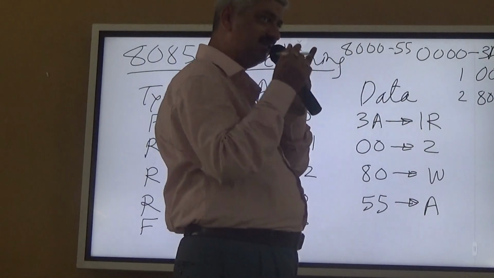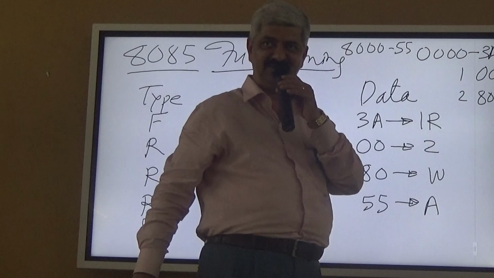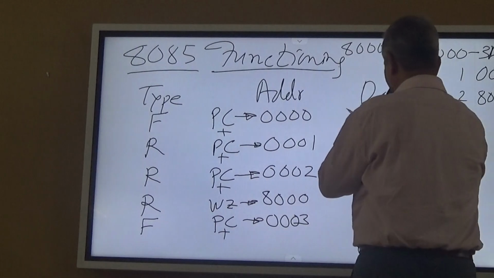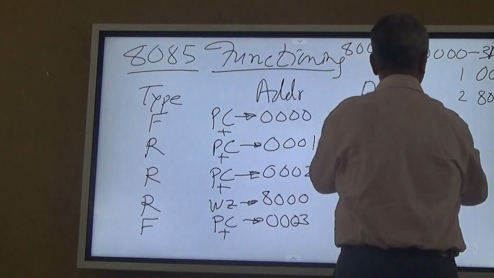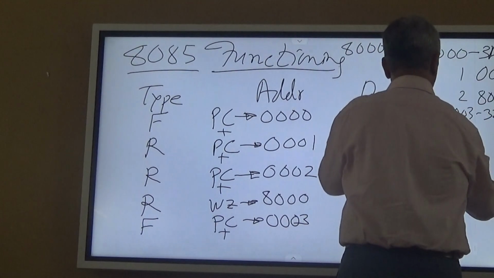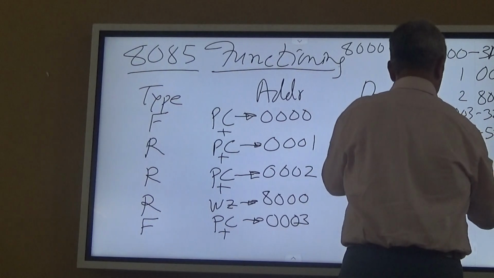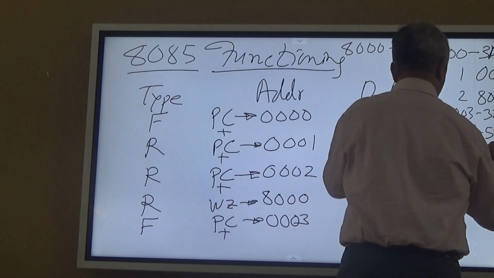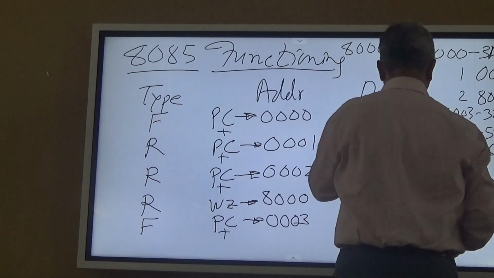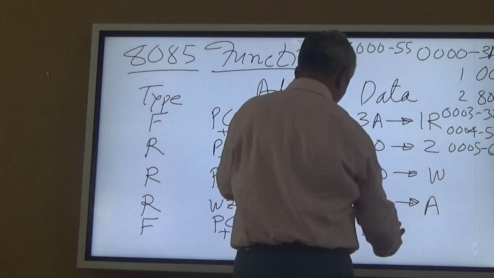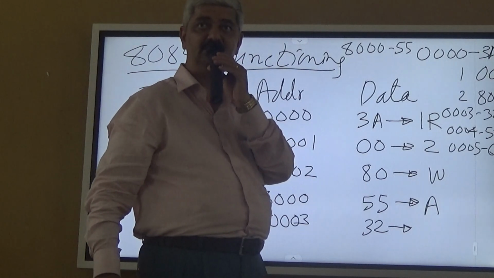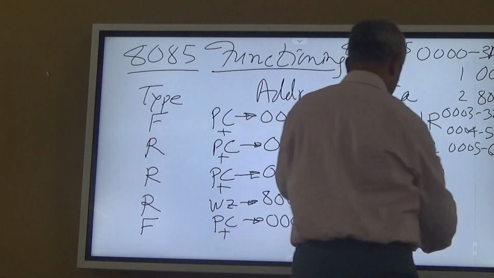We can now have the next instruction, which is exactly the reverse. This is LDA. This is STA. The opcode is 32. So at 0003 we have 32, 0004 we have 50, 0005 we have 60. So you complete 32. Where will 32 go? Where will 32 go? Instruction register, right? It goes to the instruction register.